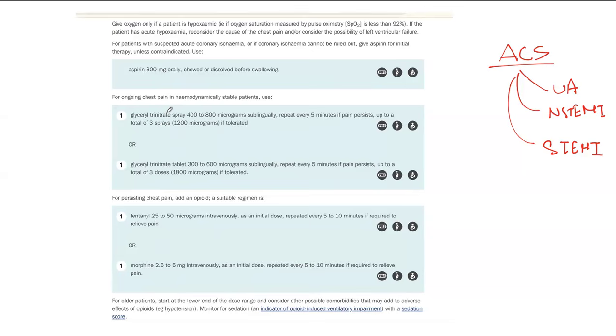So first of all, any patient who has suspected acute coronary syndrome, this is from therapeutic guideline, eTG, the first thing that we give is aspirin, 300 milligram. So that is the most important medication for any patient who presents with acute coronary syndrome. And this is tested so many times in the exam. So unless contraindicated, aspirin should be given initially for any possible acute coronary syndrome.